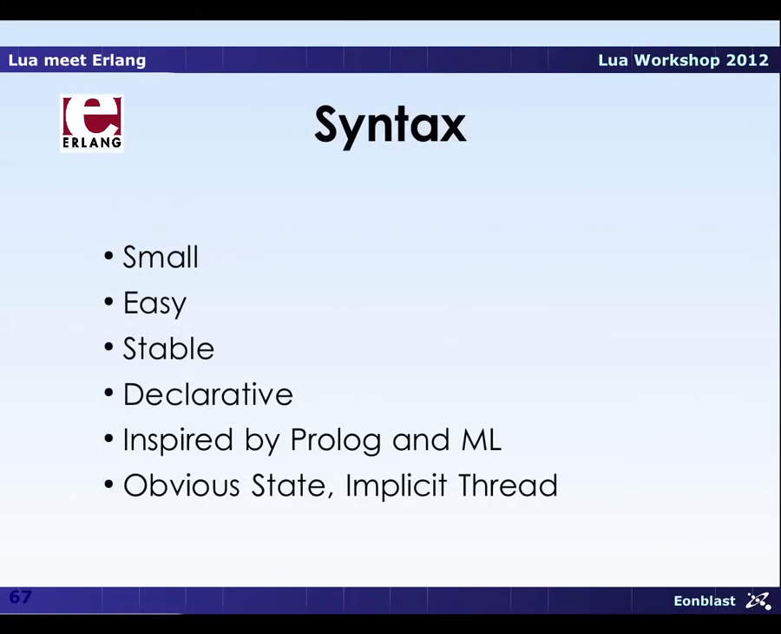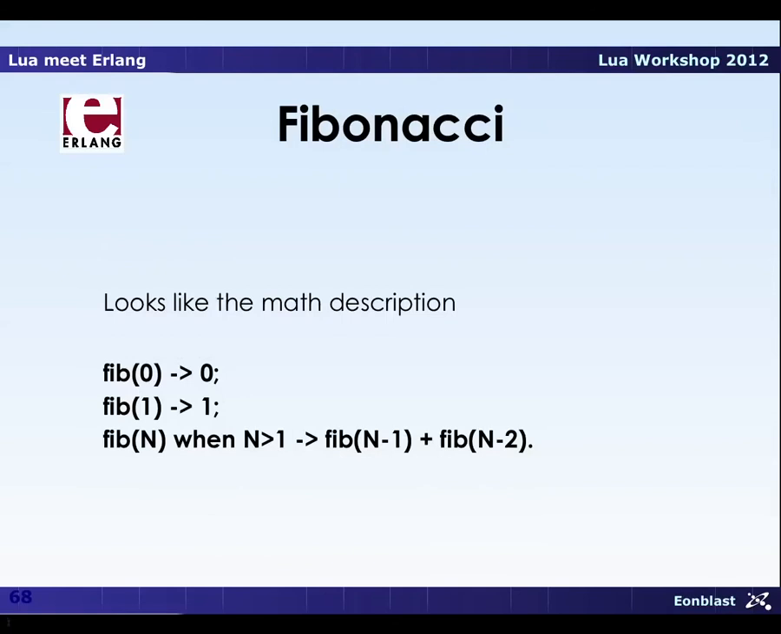Now, how does the syntax of Erlang look like? Let's just take a very short look at it. As I said before, it's very stable. It's also a small set of keywords and constructs. It's heavily inspired by Prolog and ML, and so it looks really different than the Algol heirs that we are usually working with. So this is an example, and immediately this makes clear how declarative Erlang is. This really looks a lot like the math description of the Fibonacci formula.